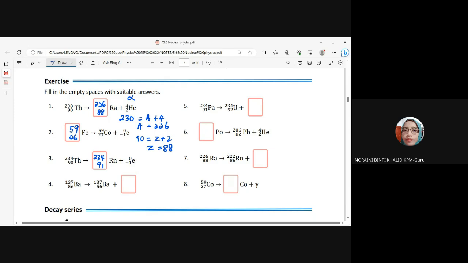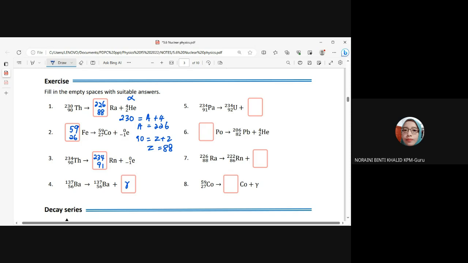Number 4. Siapa nak try? Joseph. Gamma. Okay, nampak tak? No change in nuclear number and proton number. So sini ialah gamma. Okay, so you do all you can do, just do like that.